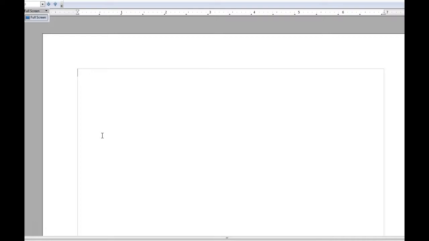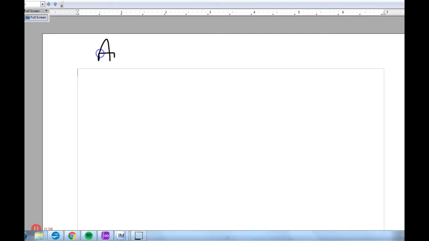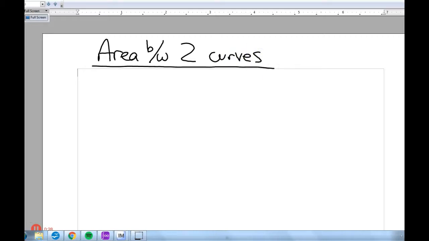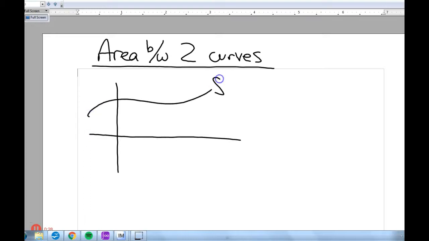Can you hear that title one more time? Area Between Curves. Two curves. The definite integral of one minus the definite integral of the other.